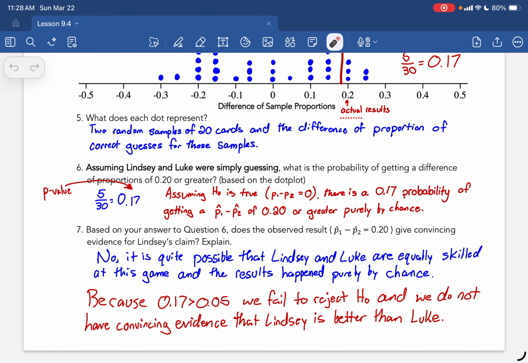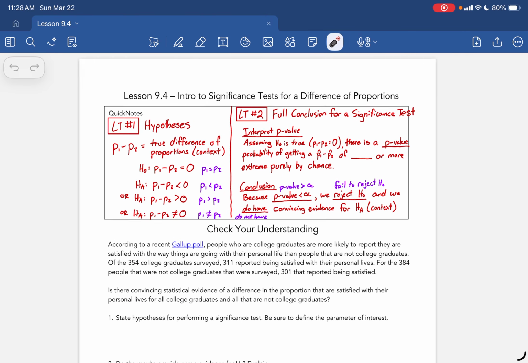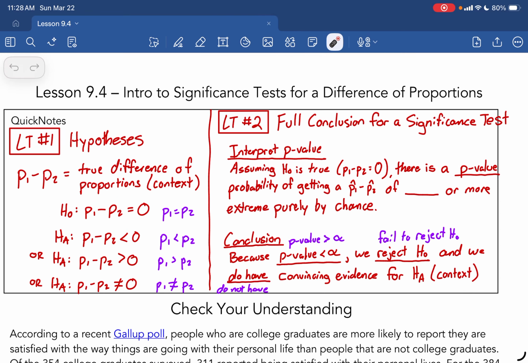than Luke. So with that said, I know this one's kind of quick, but it's because there's not a whole lot there. It's just an introduction just to get you ready for it.